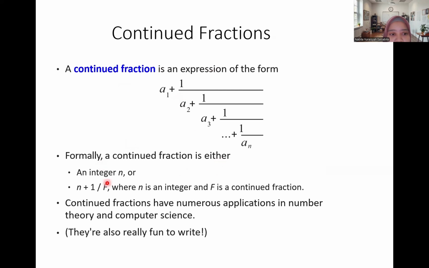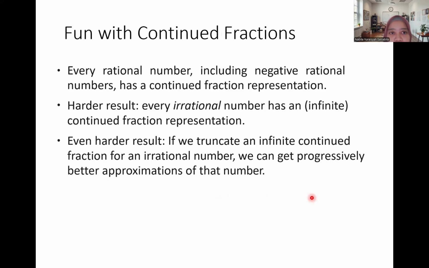So a continued fraction is either an integer n or n plus 1 over f, where f is a continued fraction. Every rational number, including negative rational numbers, has a continued fraction representation. Every irrational number has an infinite continued fraction representation. An even harder result: if we truncate an infinite continued fraction for an irrational number, we get progressively better approximations of that number.